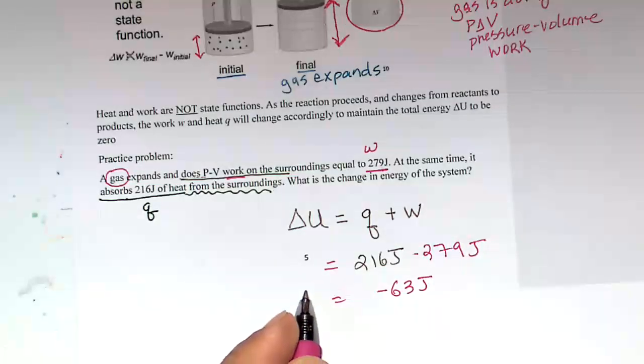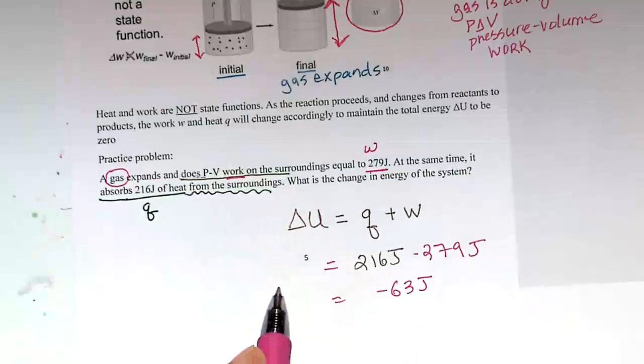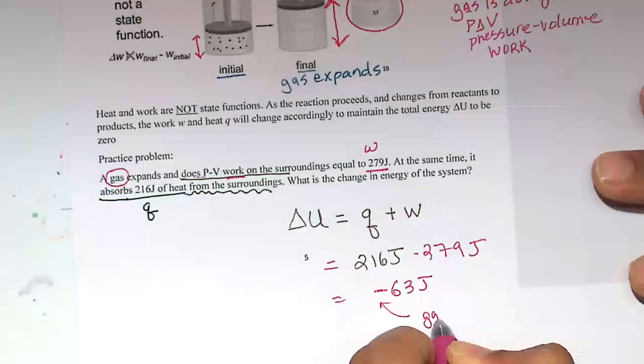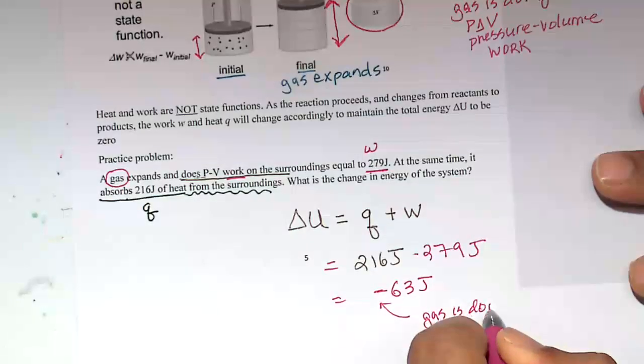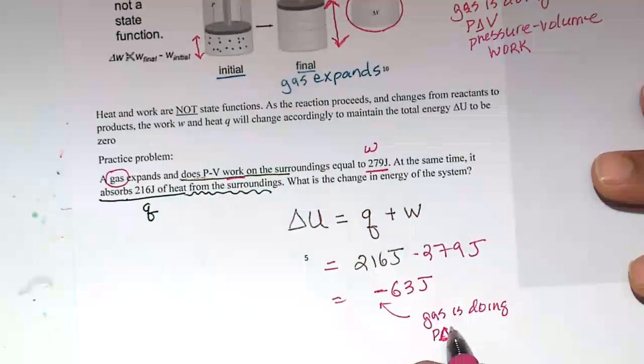Joules. So is the gas doing work against the surroundings? Yes. Okay, the gas is doing work against the surroundings. This minus sign tells us the gas is doing work. Pressure volume work.